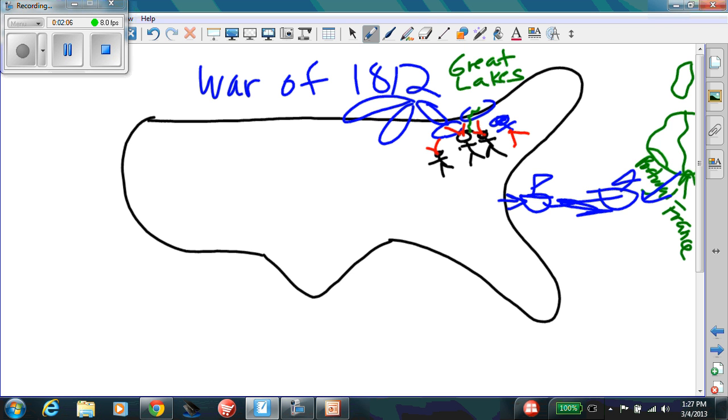That didn't happen because the British stopped it. And that was against international law. Good. So they stopped us from trading with Europe, in particular France. Good.